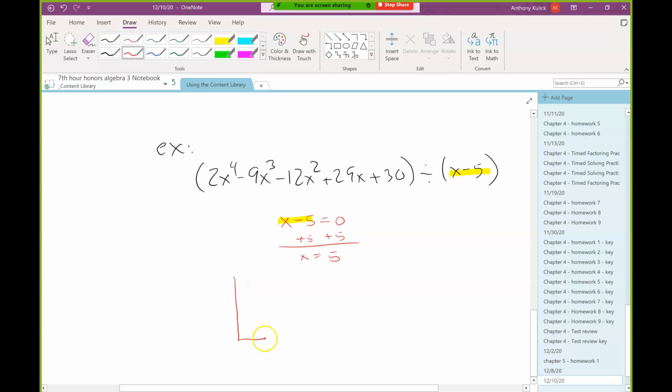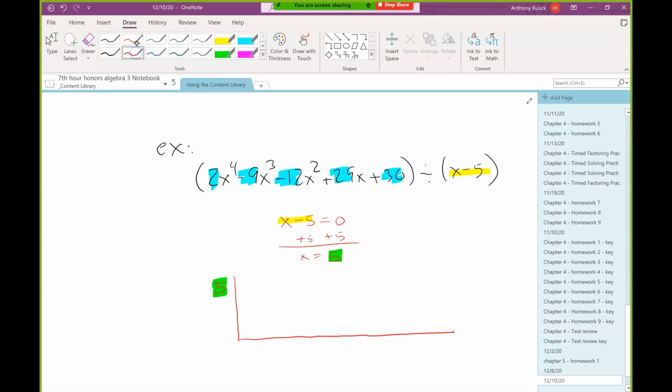And we're going to set up a substitution problem where that value that we just solved for is the number on the outside, and the coefficients of the dividend are going to be the numbers on the inside. And notice I didn't have to include any zeros because I have no skipped terms. Everybody okay with the setup?